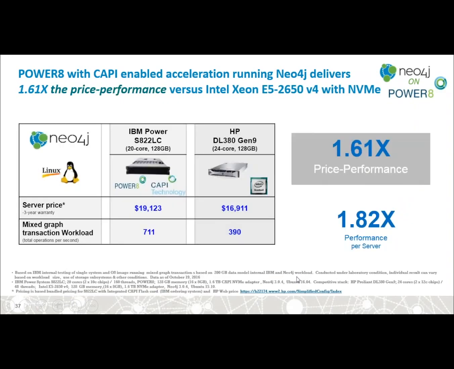So if you look at the next slide, in addition to the performance advantage, when we look at price performance, when we take the Power 8 server capability plus the CAPI card that includes 2 terabytes of flash versus say a competitive x86 platform, we have a 1.61x price performance advantage. So this definitely provides a significant game changer in terms of deploying large graphs.